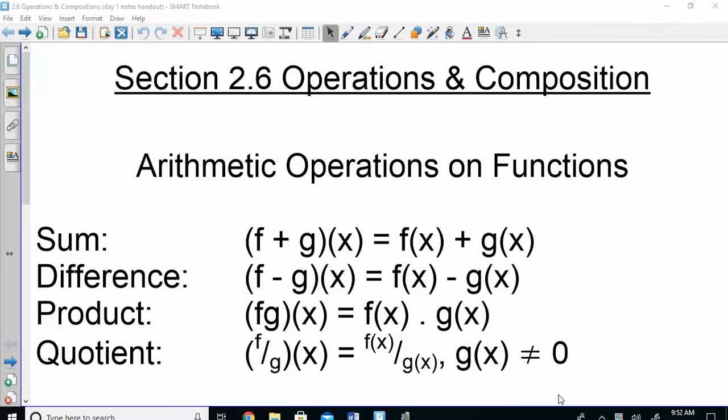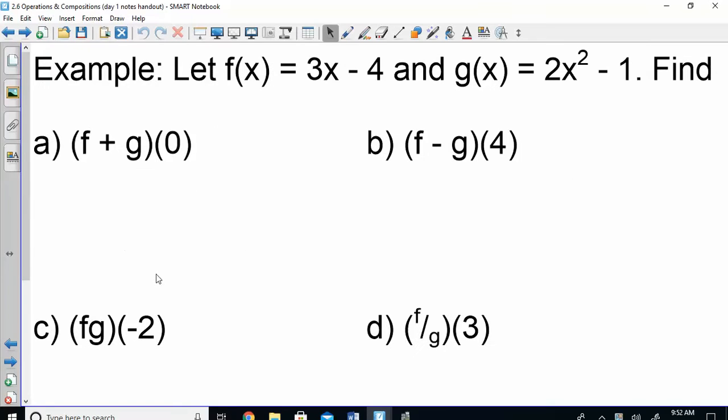In a nutshell, this is just basically saying if you have a function f plus g, it does exactly what you would expect. You find f, you find g, and then you add the two answers together. Okay, if I ask for f minus g, you just do the individual ones and subtract them. So nothing too crazy there. So we're going to start with this example.